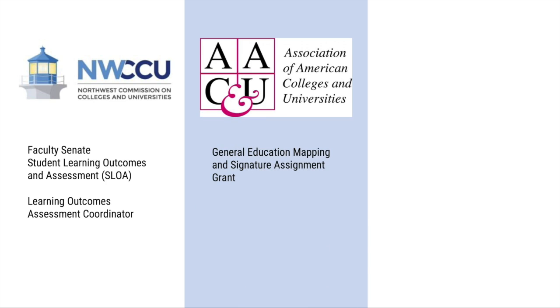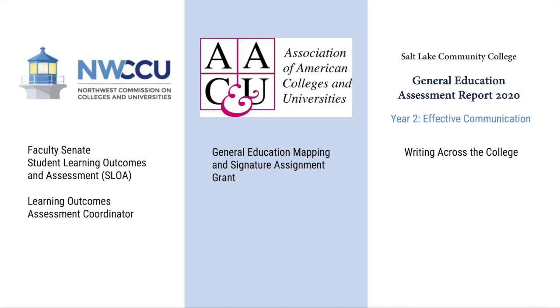Next, there's an AAC&U grant that is funding our general education mapping project. And third, there's year 2 of our effective communication learning outcome assessment that examines signature assignments. You may be participating in one or more of these projects this semester. To get ready for that work, please take the next few minutes to watch this video, which will apply transparency strategies to assignment design.